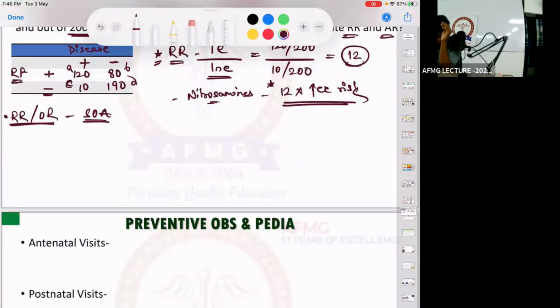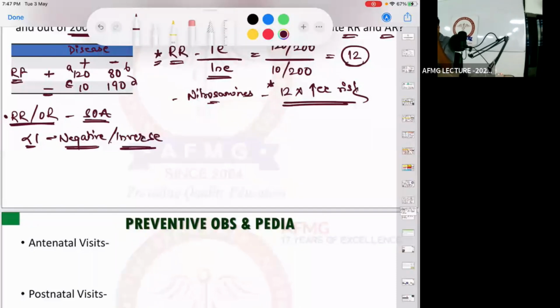If the value of relative risk or odds ratio is less than 1, that is suggestive of negative association or inverse association. Means the risk factor is protective for the disease. For example, take HIV and condoms. So condom use is associated with HIV infection. The relative risk would be less than 1. That means condom is not a risk factor for HIV, rather it is a protective factor for HIV.